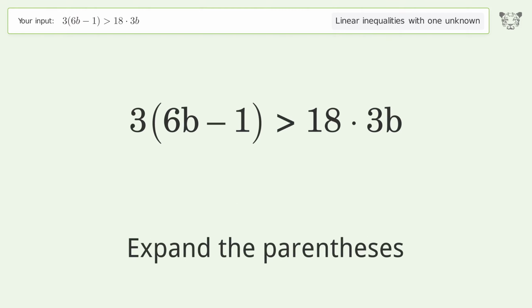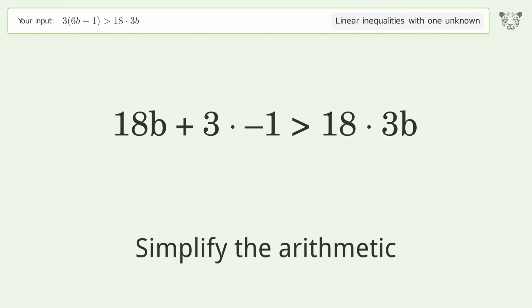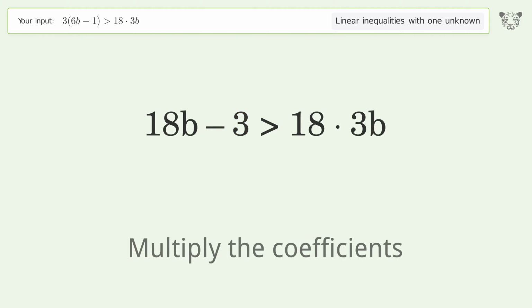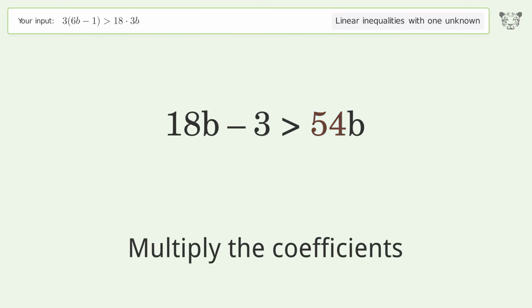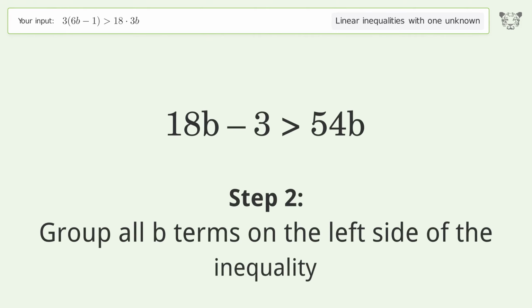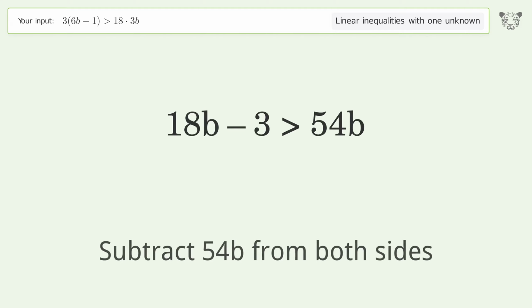Multiply the coefficients. Simplify the arithmetic. Multiply the coefficients. Group all b terms on the left side of the inequality. Subtract 54b from both sides.